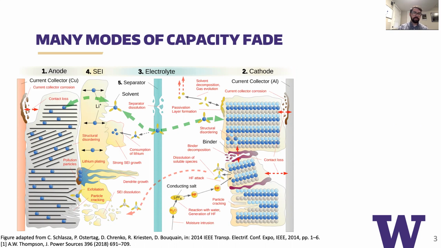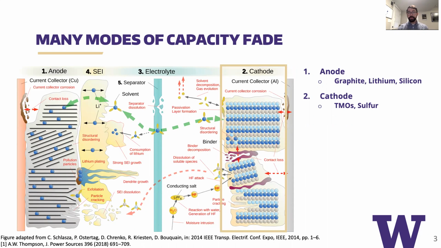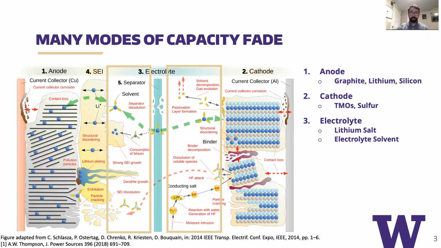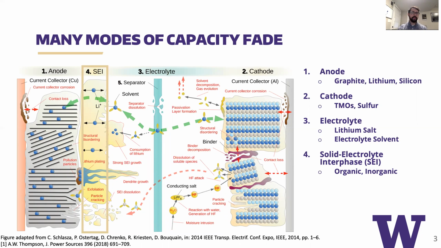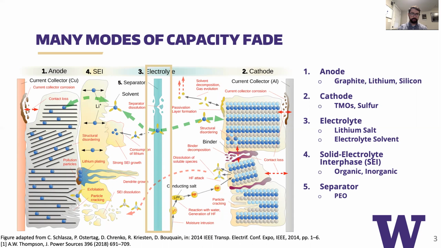And I like this figure because it gives you an idea of the complexity of the processes occurring within a battery. Now, the common components of the battery are listed here with example materials. First, we have the anode. On the other end, we have the cathode. Between them, we have the electrolyte, which contains your lithium salt and your electrolyte solvent, which helps shuttle the ions back and forth between the electrodes. We also have this solid electrolyte interface layer, SEI layer. I'll be coming back to this. And last, we have the separator, which helps prevent any electrical contact between the electrodes.